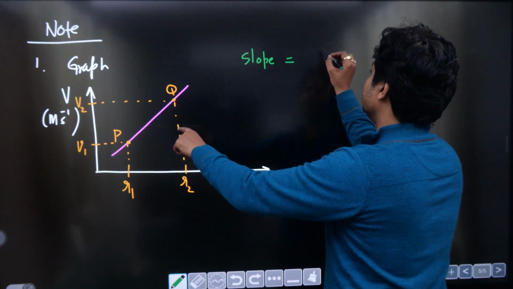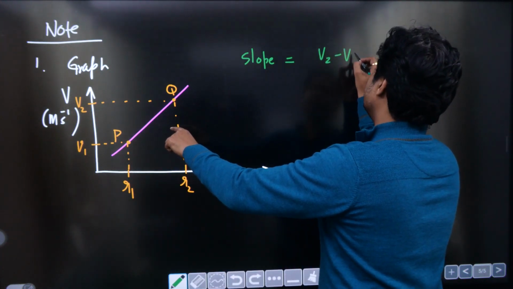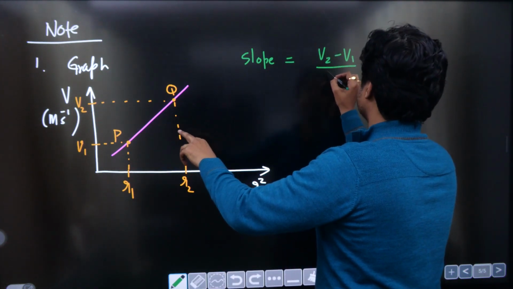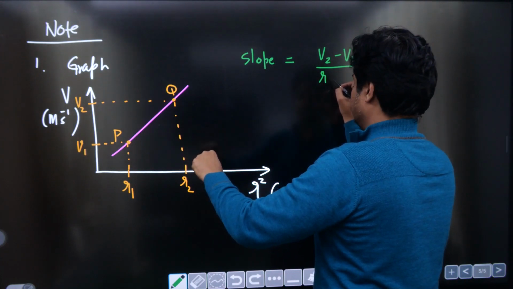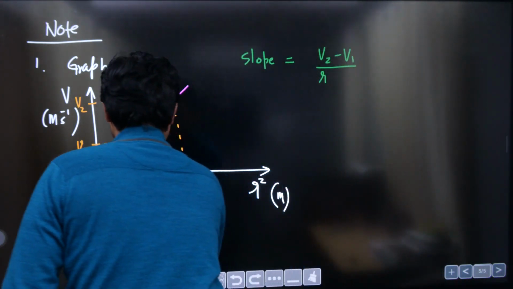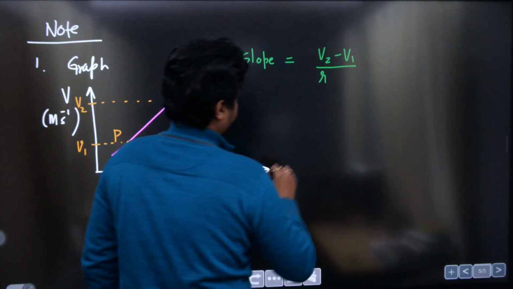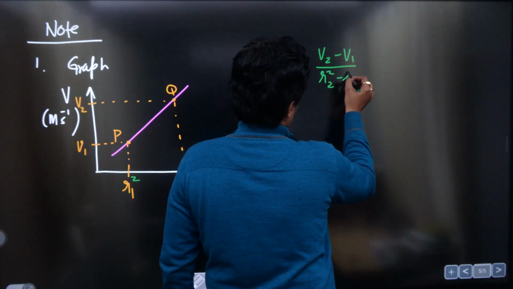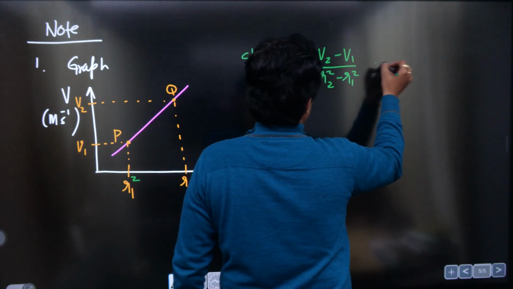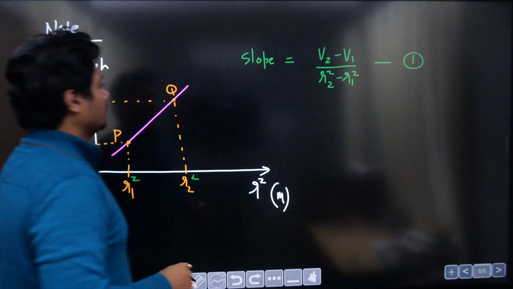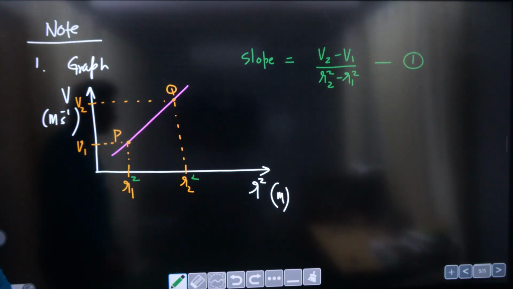Now from here, if you determine the slope of this graph, it will be very simple. It will be v2 minus v1 upon r2 square minus r1 square. So this is the slope you can calculate from this graph. Now the thing is, how will this slope help us to determine eta?